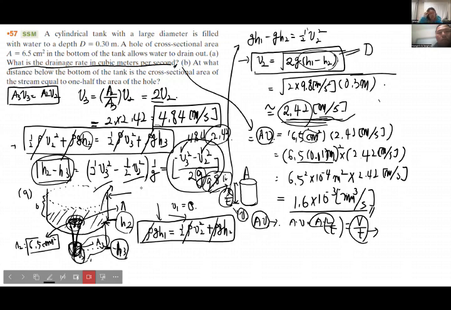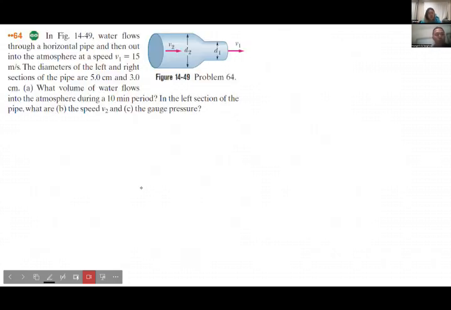I got 0.896. Okay, that's correct. 0.896, so it's about 0.9 meter. All right, that's good. Any question? No. Okay, then move on to the next one.